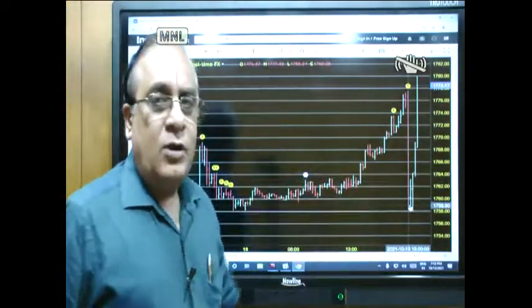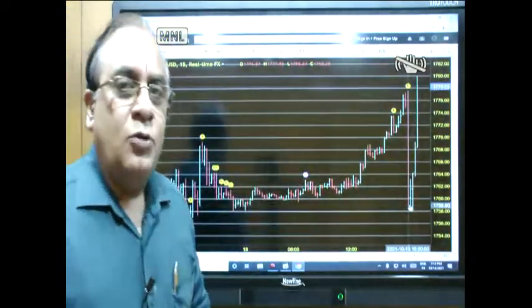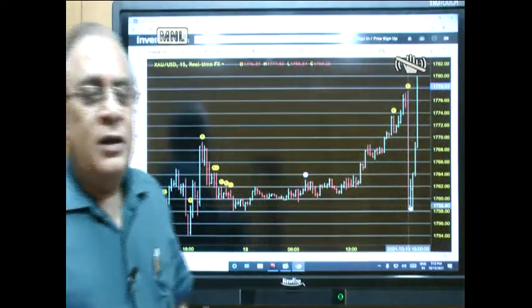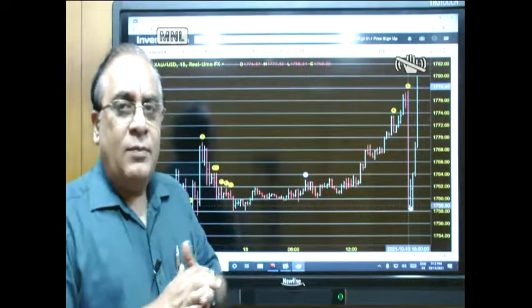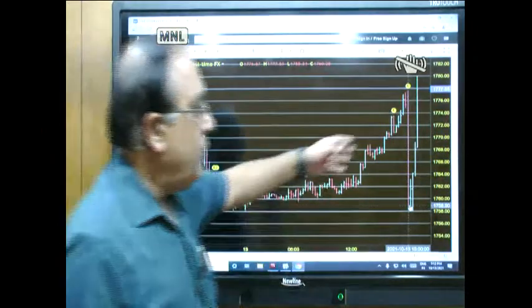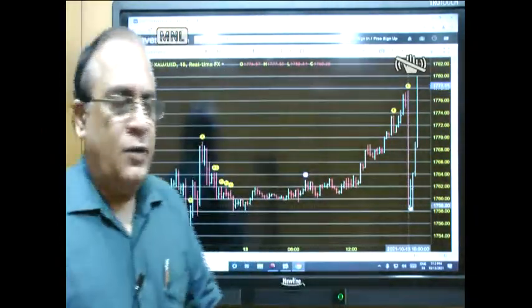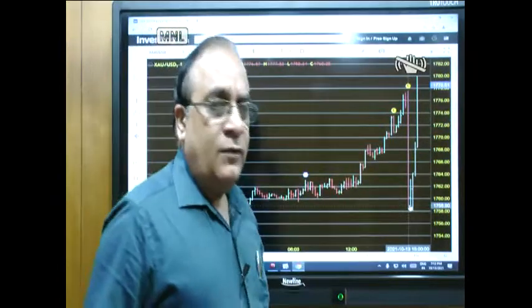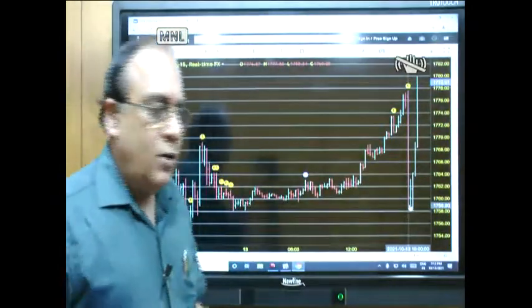Above 1763 would have gone long, and probably put the R2 classic Fibonacci point as a place where we would have taken profit. So 1772 is where probably we would have taken the profits. Now this was a sudden fall within 15 minutes, so we will leave this trade.